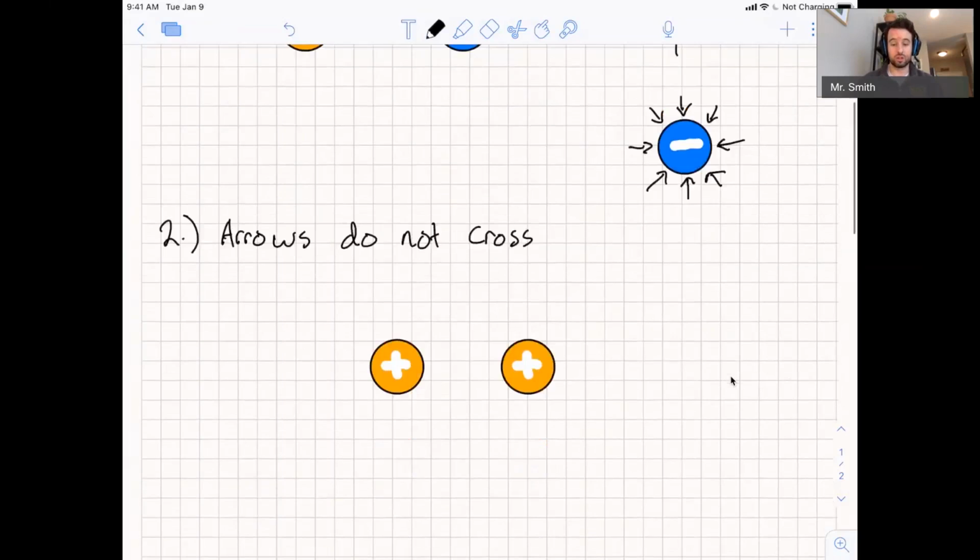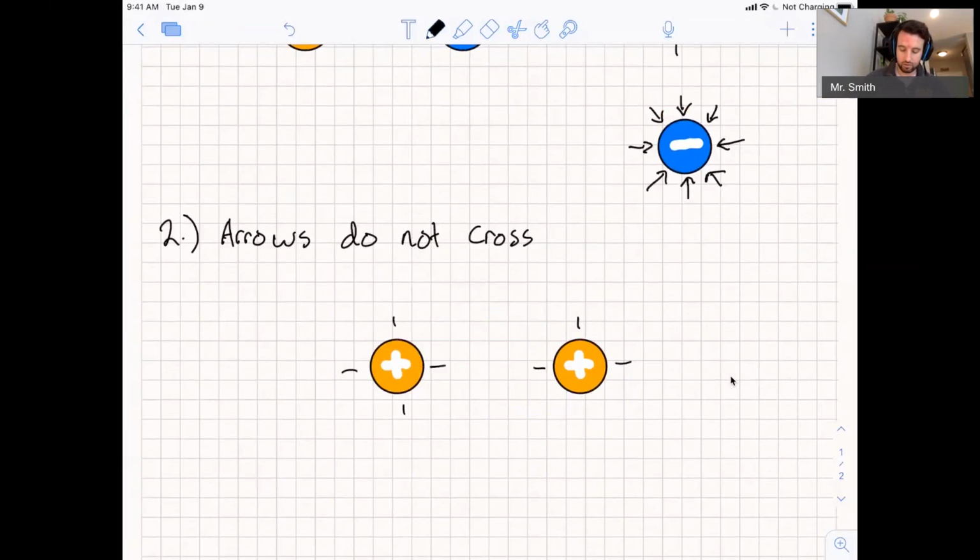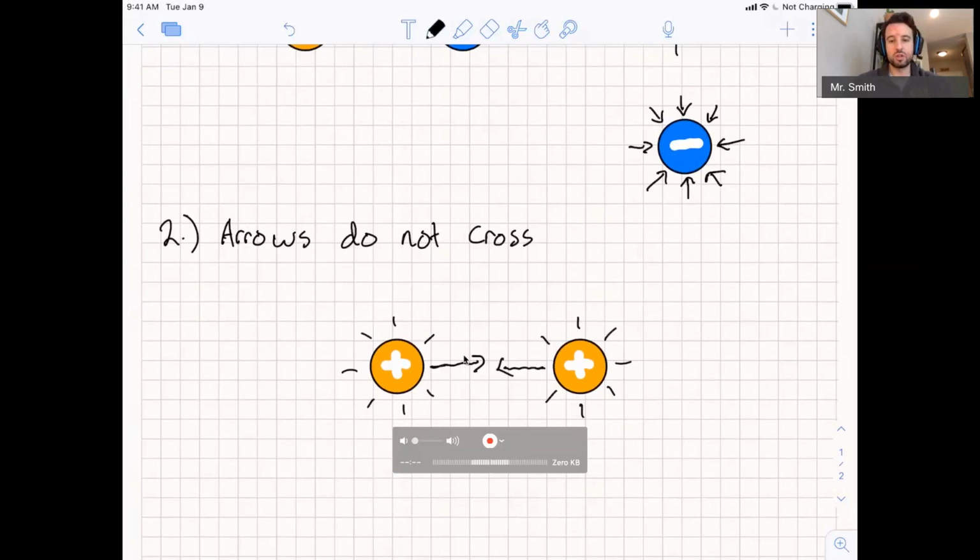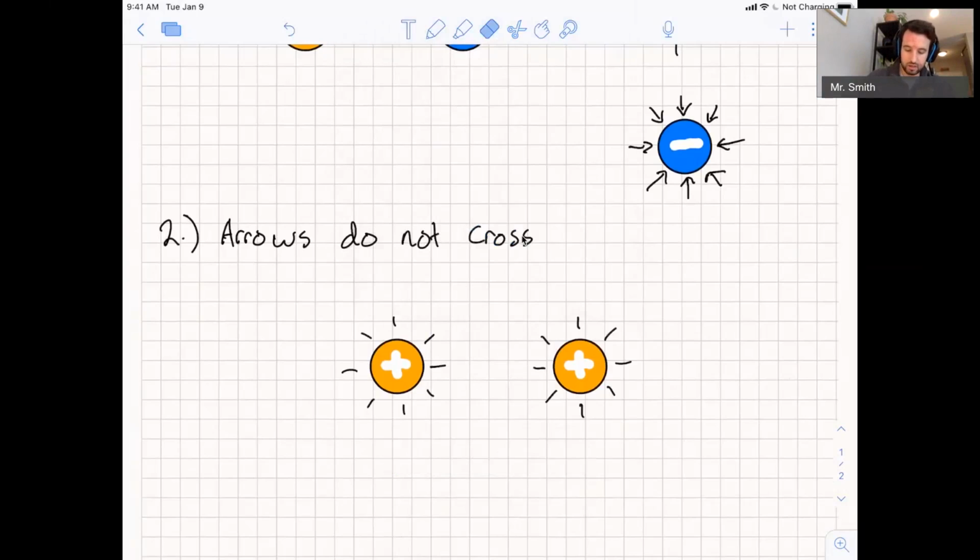Now, the second rule here is that the arrows do not cross. So I'm going to create a little bit more space here. So I know then, for example, that if I have a total of 8 different lines coming off of my positives, I know that this arrow, for example, is going to be coming out. And this arrow is also going to be coming out. And the idea is eventually these two arrows will collide. But we know according to rule number 2, arrows do not cross. So instead, how we're going to have to draw this is we'll draw it like this.